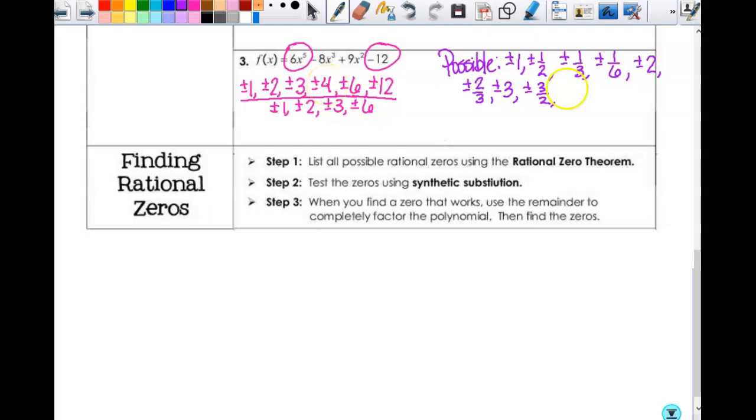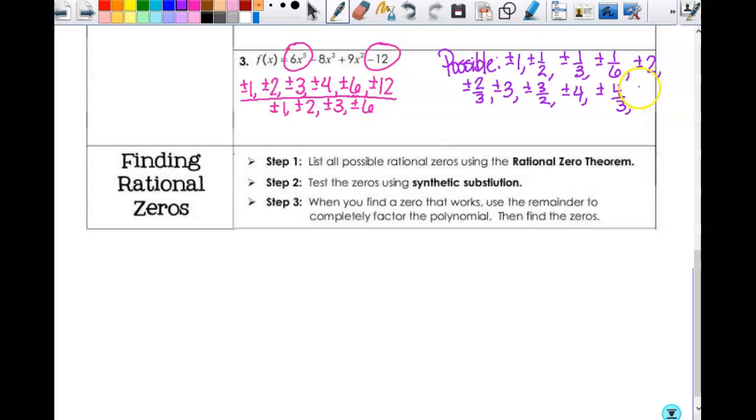4 over 1, plus or minus 4. 4 over 2, what's that? 2, we got that. 4 over 3, do we have that? No, plus or minus 4 thirds. 4 over 6, do we have that? Yes, that is 2 thirds. So then we move on to 6.